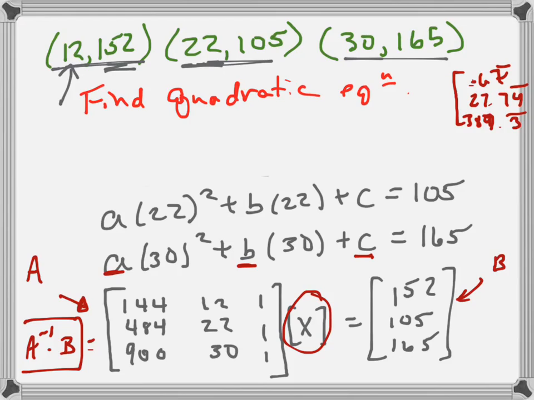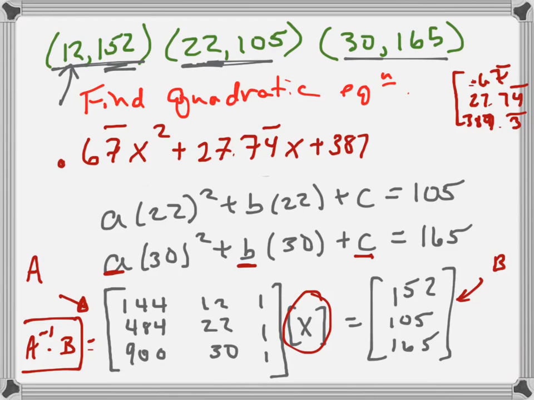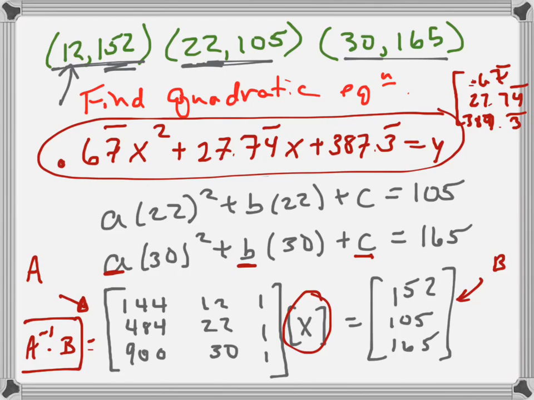So your answer is going to be 0.67 repeating x squared plus 27.74 with the 4 repeating x plus 387.3 repeating equals y. There's your equation. And that's how you find a quadratic equation given 3 points.